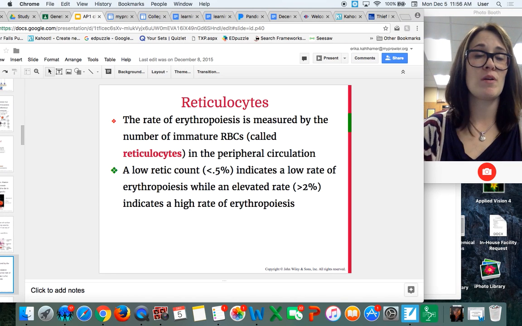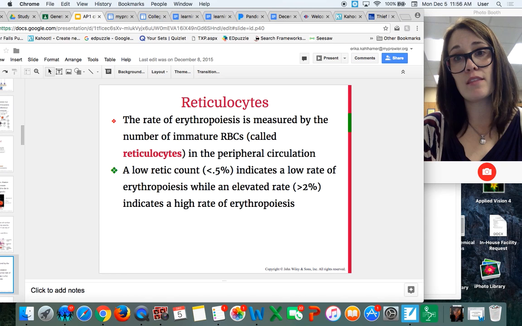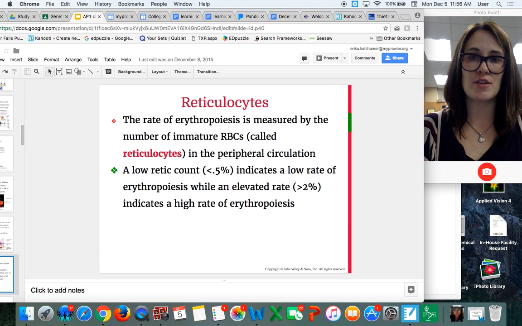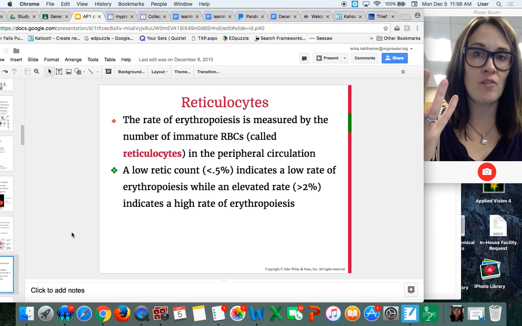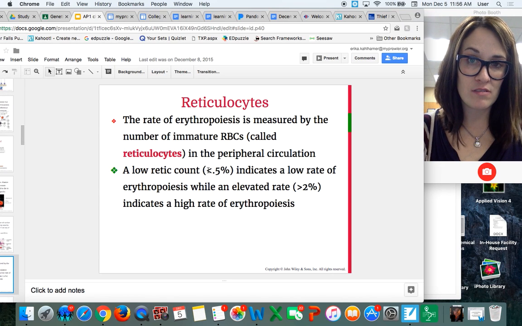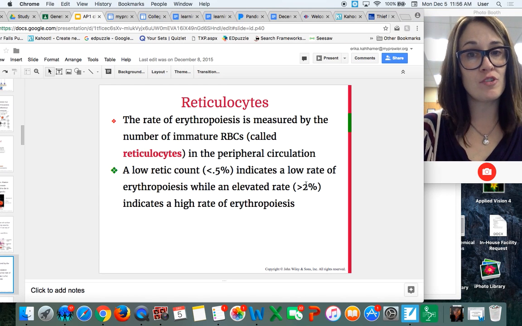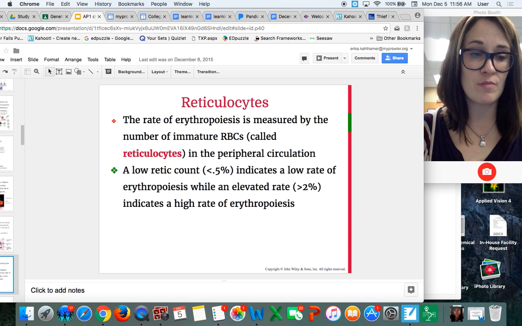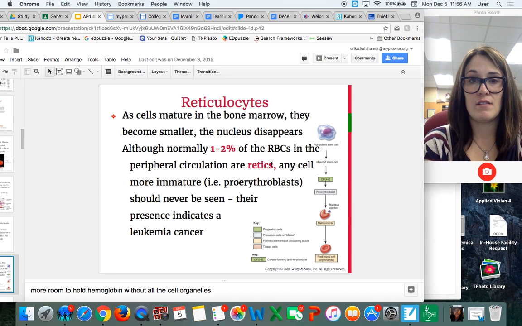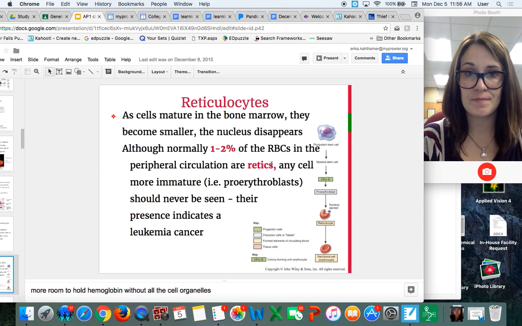The rate of how fast red blood cells are produced is measured by counting the reticulocytes, or immature red blood cells, in peripheral circulation, or anywhere in your blood circulation. So lab techs will count the number of these immature red blood cells, reticulocytes, and if you have a low retic count, that indicates your level of erythropoiesis is not as high as it should be. And if it's above 2%, that means you're producing more red blood cells than you should be, so it's a high rate of erythropoiesis. Normally, in circulation, 1 to 2% of your red blood cells are those immature cells.